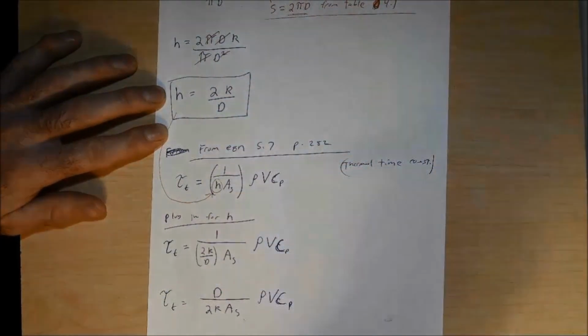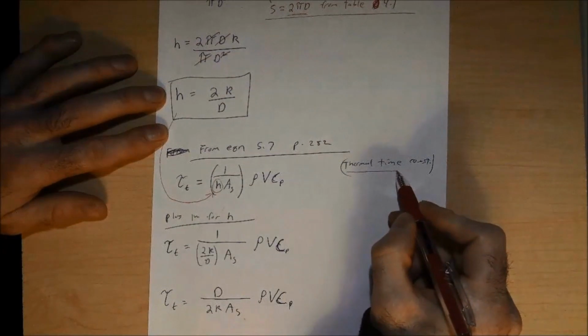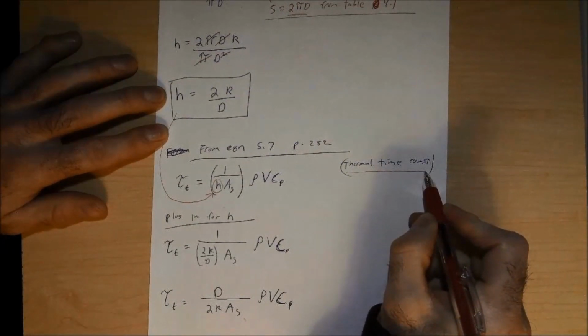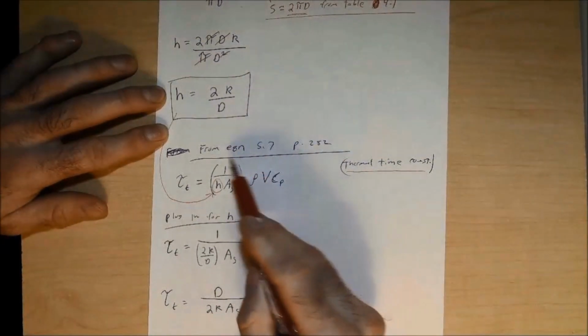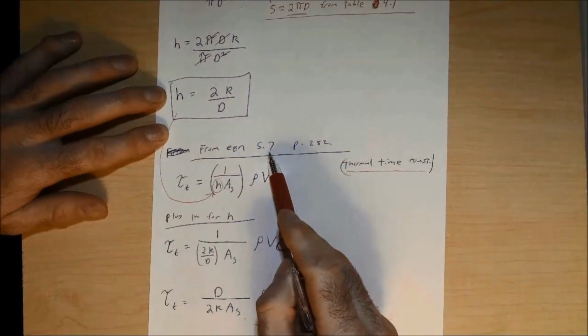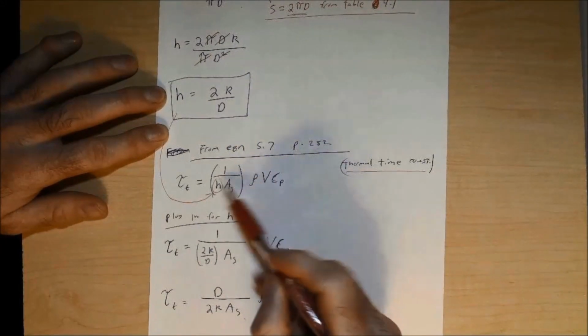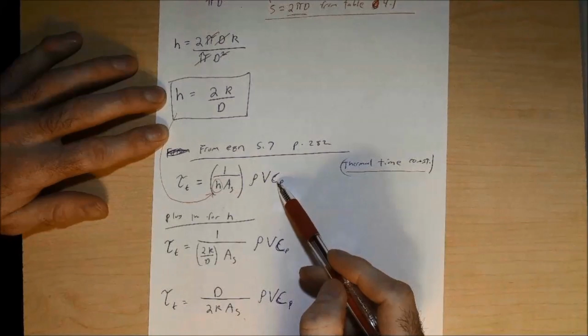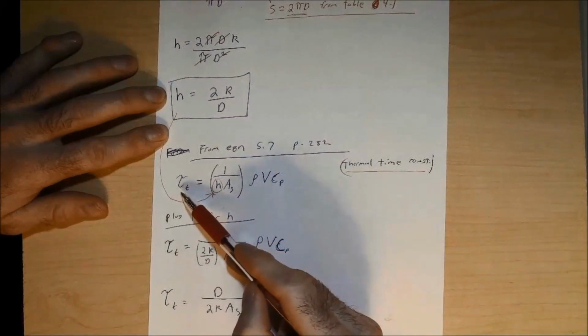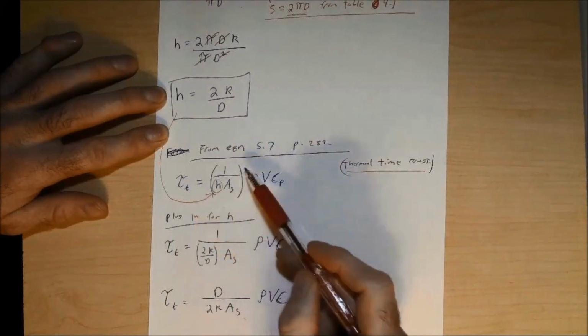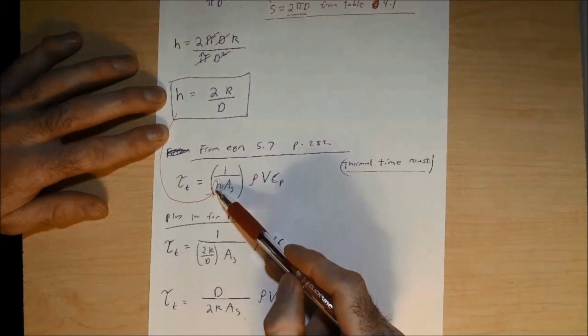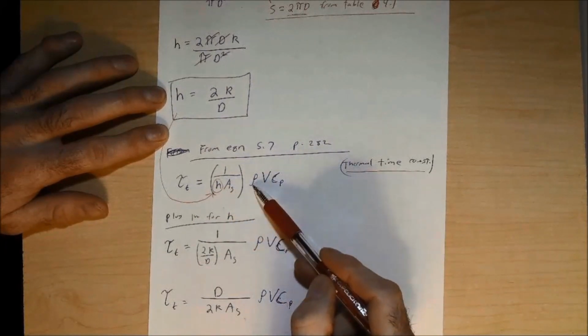So recall that what we're really looking for here is our thermal time constant. So tau sub t is what we're looking for, so we can go back to equation 5.7 on page 282 of our textbook, and we can come up with this relationship here for our general equation. So our time constant, our thermal time constant, tau sub t, is equal to 1 over h times A sub s times rho V c.